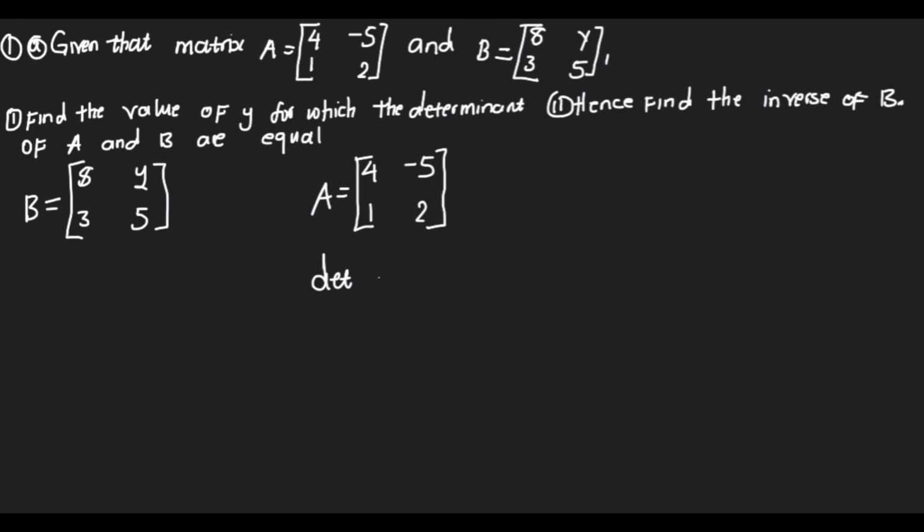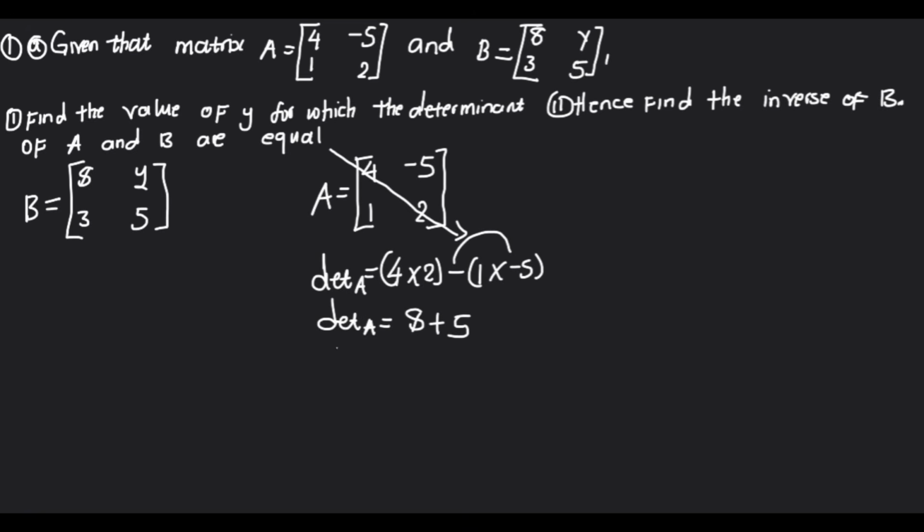So the determinant of matrix A is equal to, here we multiply the major diagonal, so it is 4 multiplied by 2. Then we subtract the product of the elements of the minor diagonal. So the minor diagonal is 1 multiplied by -5. So the determinant of matrix A is equal to 4 times 2 is 8. Then here we can see that we have negative times negative, so we get positive. 1 times 5 is 5. So if we add, the determinant of matrix A is equal to 13.